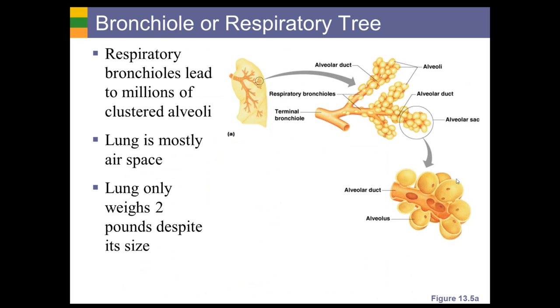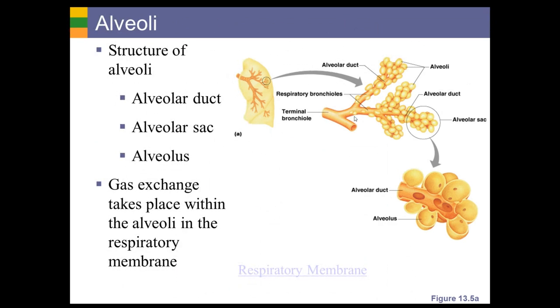And this image is from your book. So here's the terminal bronchiole leading to the respiratory bronchioles. Now, the respiratory bronchioles are the beginning of the respiratory zone. In the respiratory zone, you actually have gas exchange between the air in the respiratory bronchioles and the blood of the pulmonary capillaries, right? Notice that these respiratory bronchioles lead into the alveolar sacs.